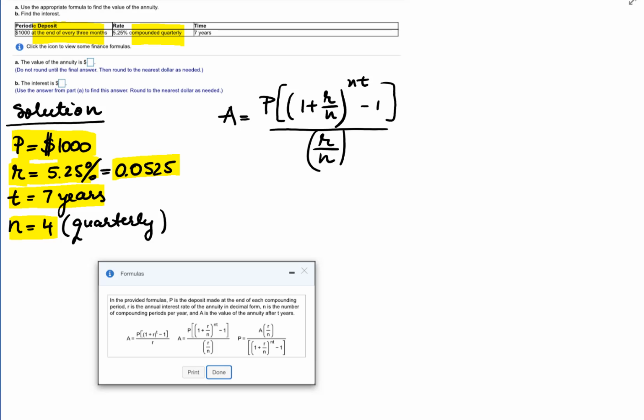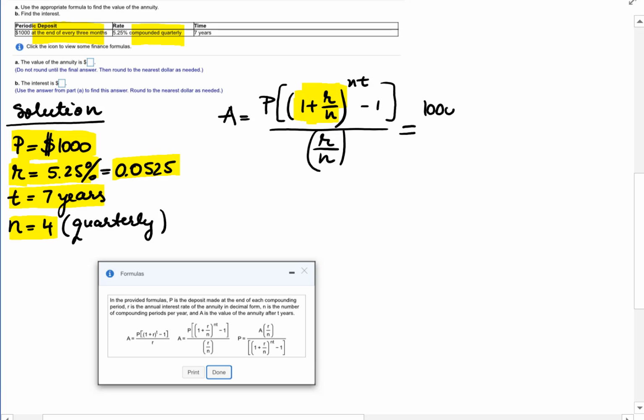So out of the 3 formulas that were given, the one that we should use to find the value of the annuity is the second one. So it's A equals P times 1 plus R over N. So you see the quantity of 1 plus R over N to the NT. Then from this one, subtract 1 and then divide by R over N. So all we have to do is start replacing the values.